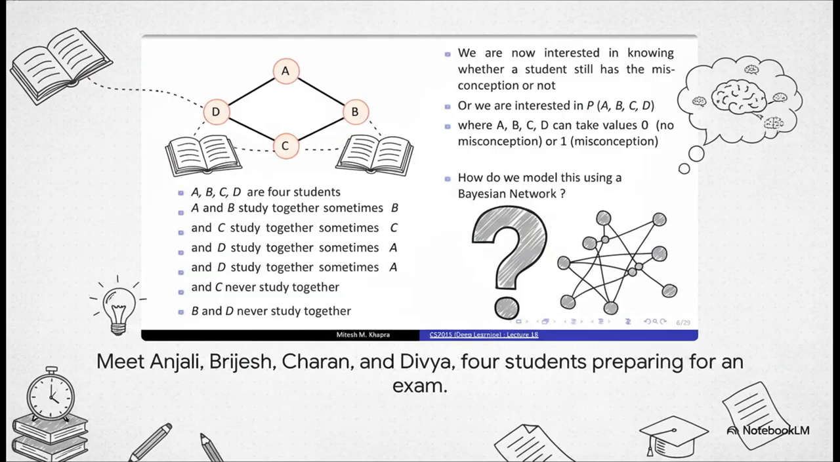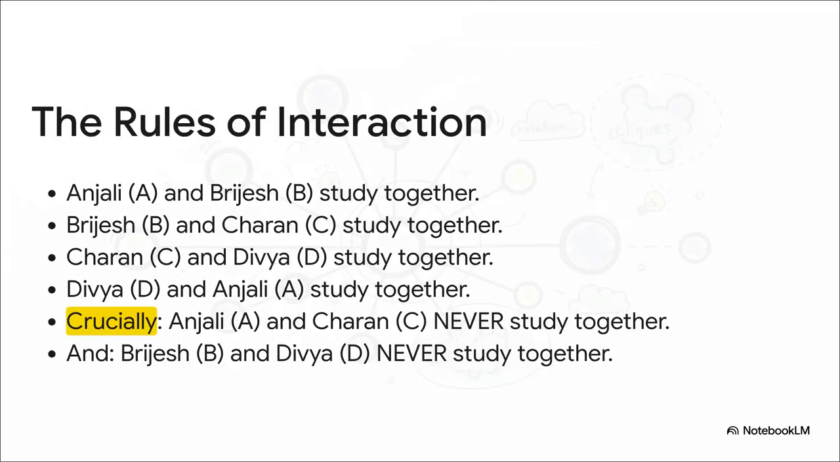And to understand this properly, let's take a simple, relatable example. Meet our 4 students, Anjali, Brajesh, Charan, and Divya. We'll just call them A, B, C, and D to keep things simple. They're all studying for a big exam, and the way they study together is, well, it's very specific. Okay, now let's lay down the rules for our little study group.